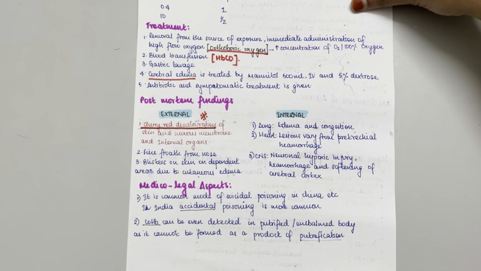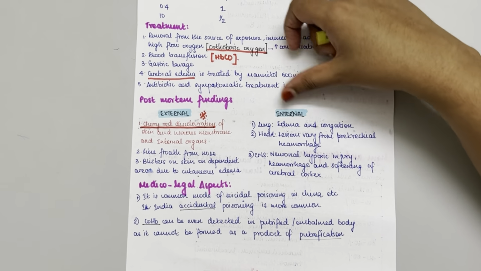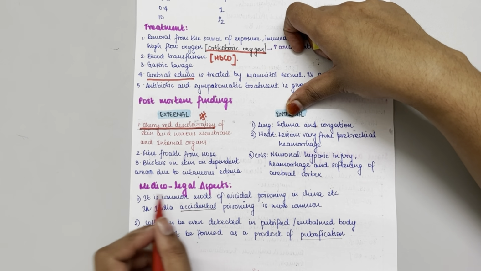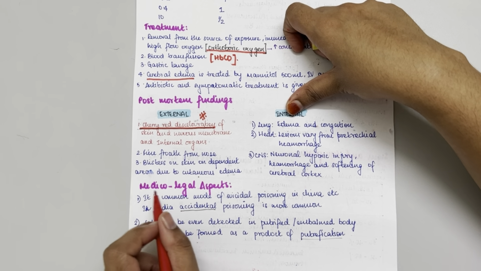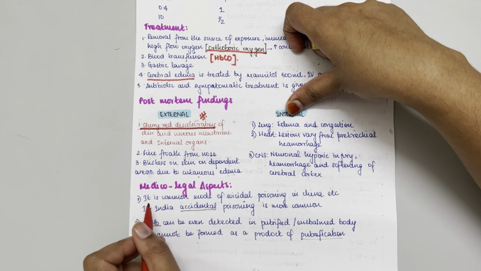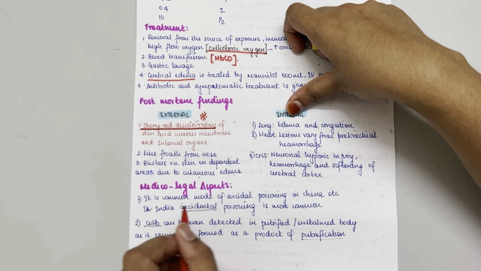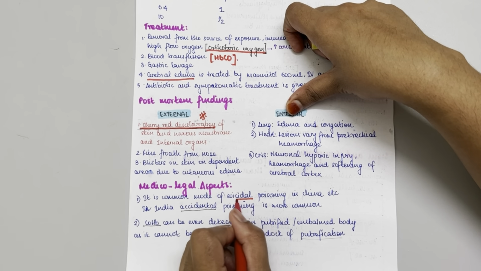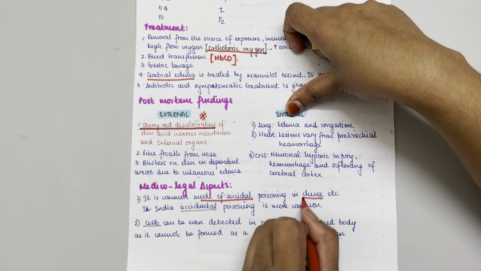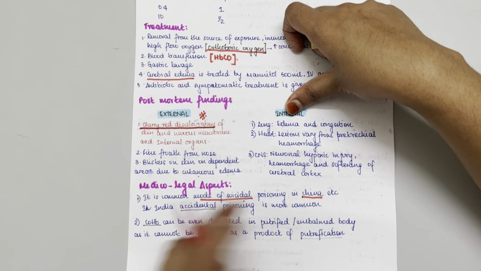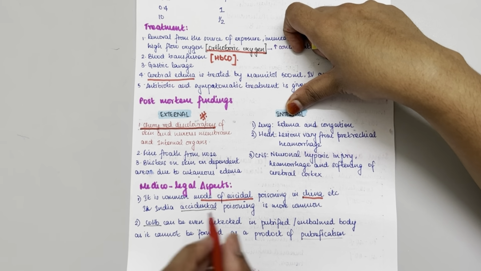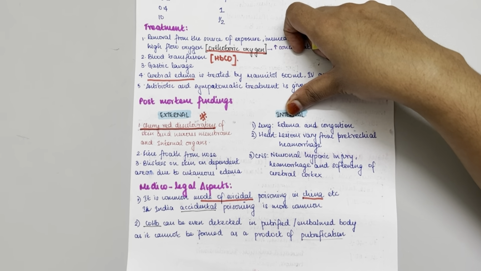Next, let us see the final part of the video, that is medico-legal aspects. Always try to end your answer with medico-legal aspects. It will fetch you more marks. So in medico-legal aspects, carbon monoxide poisoning is a common mode of suicidal poisoning in China. So it's not in India. It is a common mode of suicidal poisoning in China. In India, accidental poisoning is more common than suicidal.